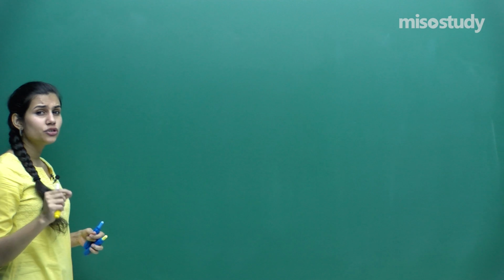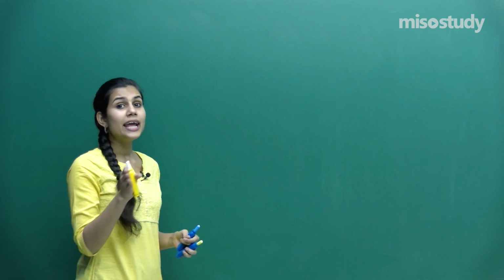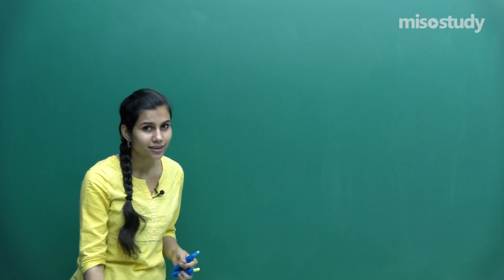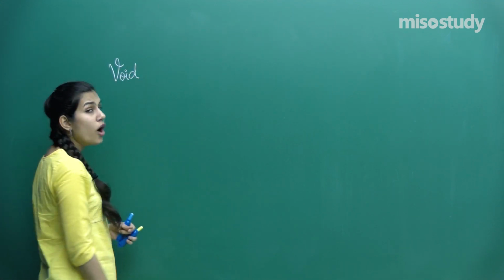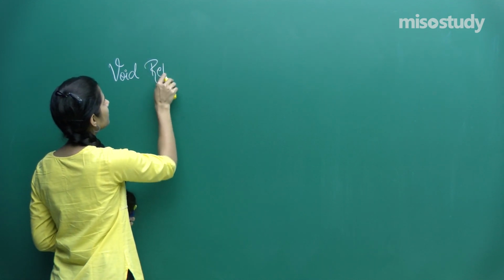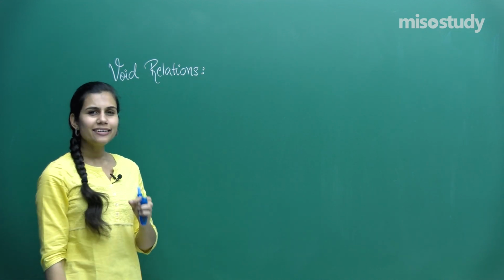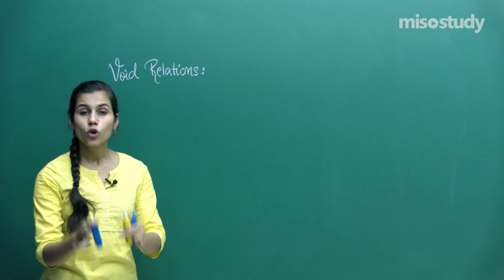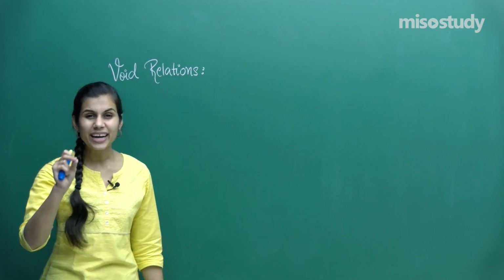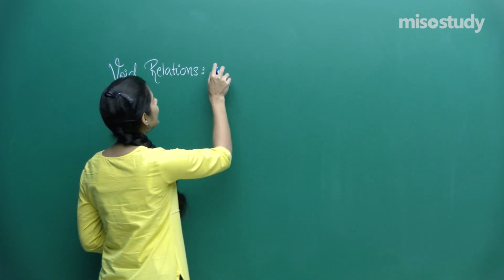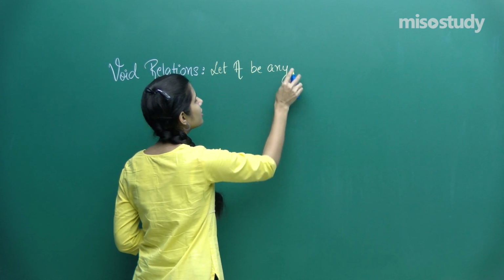The name for such relations which don't allow any member of a set to be related to any other member of the same set is called void relations. Void relation is the name given to the relations which do not allow any member of the set to be related to any other member of the set by that particular relation. And therefore, let A be any set.